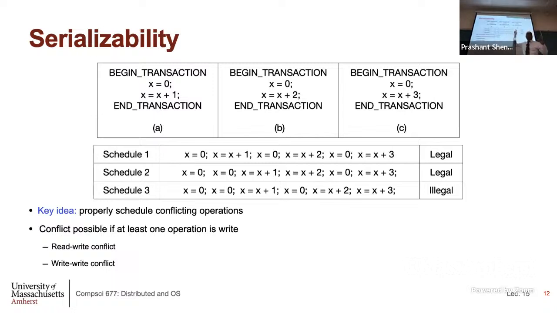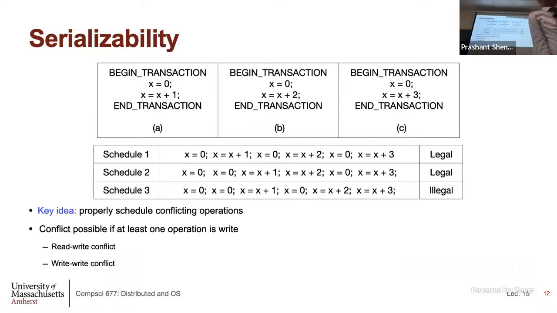Again, we have three transactions, toy transactions in this case. Also there's only one variable in the database, X. The database of one item. Very simple. Transaction 1 first resets it to 0, then increments it by 1. Transaction 2 resets it to 0, increments it to 2. Transaction 3 resets it to 0 and adds 3 to that variable. So these are three transactions.